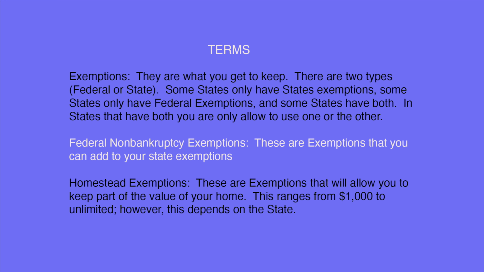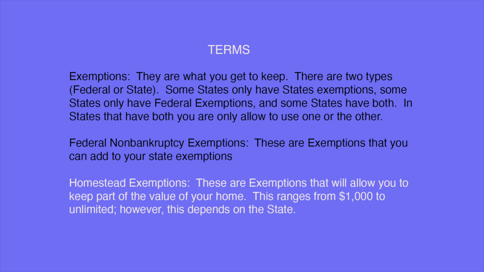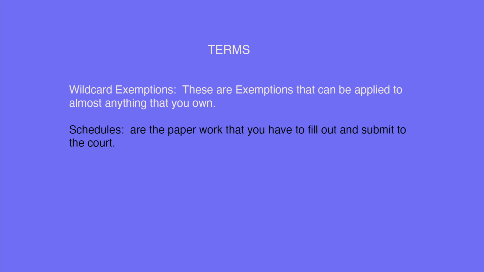Federal non-bankruptcy exemptions. These are exemptions that you can add to your state exemptions. Homestead exemptions. These are exemptions that will allow you to keep part of the value of your home. This ranges from $1,000 to unlimited. However, this depends on the state. Wild card exemptions. These are exemptions that can be applied to almost anything you own.